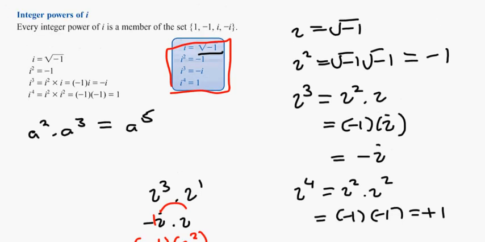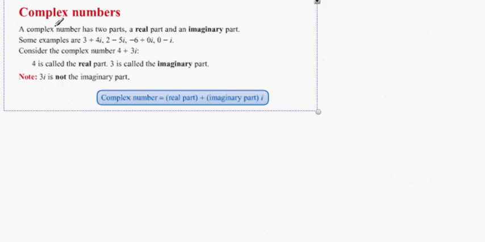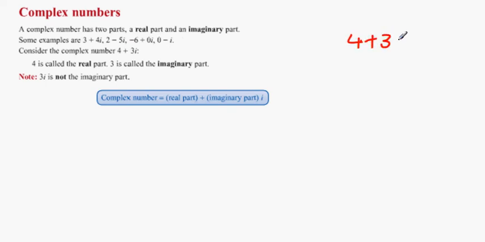Now the next thing we're going to have is a complex number. A complex number has two parts, a real part and an imaginary part. Some examples here would be 4 plus 3i. This 4 plus 3i has a real part, which is the number 4, and the imaginary part is 3. It's not 3i; 3i is the imaginary number, but the imaginary part is 3.